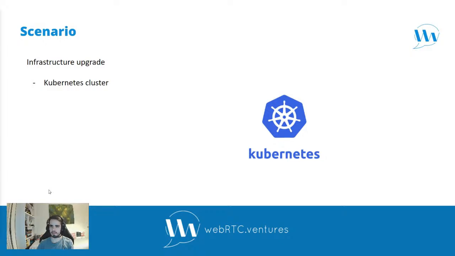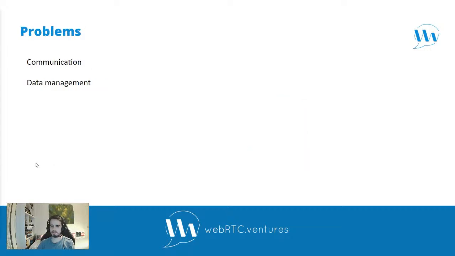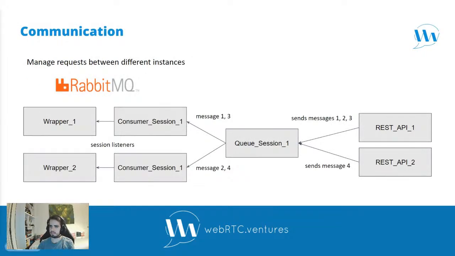Another benefit of this infrastructure upgrade is that in case of a service failure, we will have other instances of that service running. But this type of infrastructure upgrade comes with some issues we have to face. And I'm going to talk about some of the issues and how we managed to solve them. The main problems are related to communication and data management.